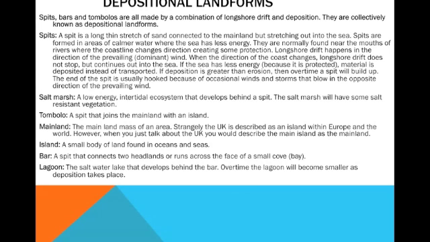What's the mainland? Well, it's the mainland mass of an area. Strangely, the UK is described as an island within Europe and the world. However, when you just talk about the UK, you would describe the main island as the mainland. What's an island? Well, it's a small body of land found in oceans and seas.